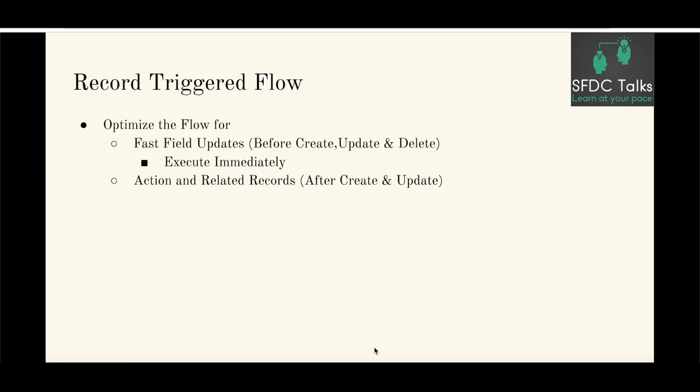Also, for the action and related records, it's always executed in after create and update, but it does not have any option for delete. So for any delete operations, we cannot use action and related records. In action and related records, it has three scenarios. One is it can be executed immediately, it can be executed asynchronously, and it can execute a scheduled path. So what does that mean?